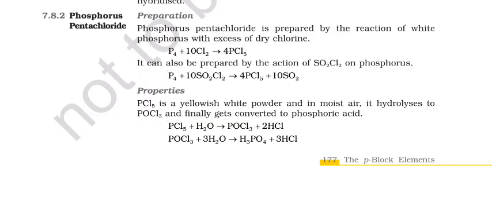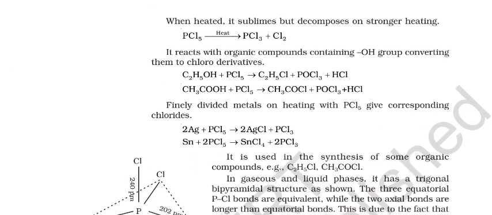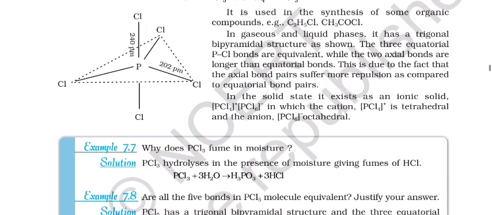Properties: PCl5 is a yellowish white powder and in moist air it hydrolyzes to POCl3 and finally gets converted to phosphoric acid. PCl5 plus H2O gives POCl3 plus 2HCl. POCl3 plus 3H2O gives H3PO4 plus 3HCl. When heated, it sublimes but decomposes on strong heating. PCl5 gives PCl3 plus Cl2. It reacts with organic compounds containing OH group, converting them to chloro derivatives. Finally, finely divided metals on heating with PCl5 give the corresponding chlorides. It is used in the synthesis of some organic compounds, for example C2H5Cl, CH3COCl.